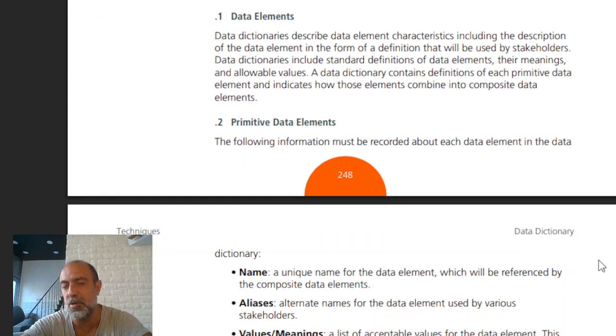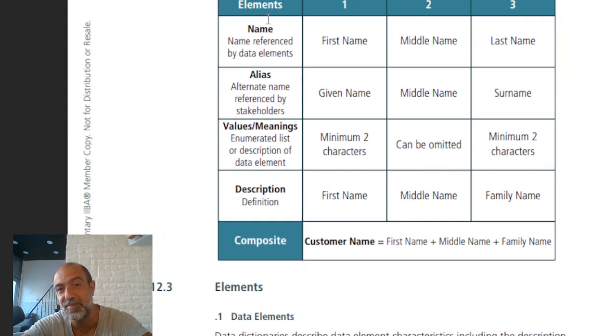Okay, like we just talked about them, but really it's just, a data dictionary contains definitions of each primitive data element and indicates how those elements combine into composite data elements. That's it. Primitive data element: first name, middle name, last name.